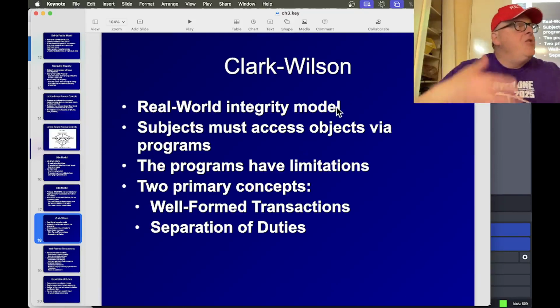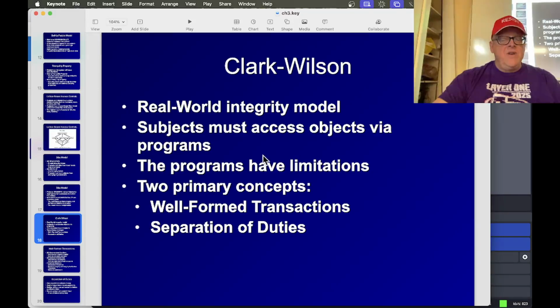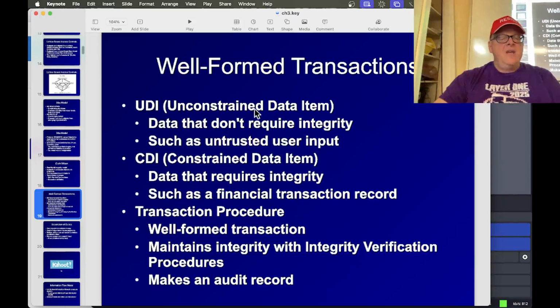So the Clark-Wilson is the model, basically, we ended up with, where it's one of the many that allow you to mix these two and hit in the middle. So in this one, you have subjects, access objects, the programs have limitations, and so there are well-formed transactions and separation of duties. You start with unconstrained data items, like untrusted user input, and what you have to do is convert that into constrained data items, which is data now added to your system in a way that obeys your security policy. And so you have well-formed transactions that maintain your integrity and make an audit record.